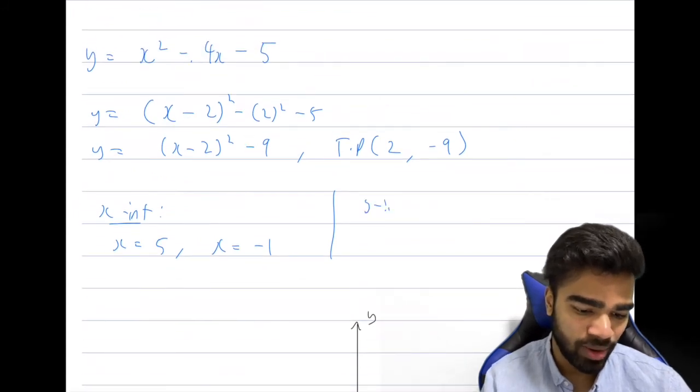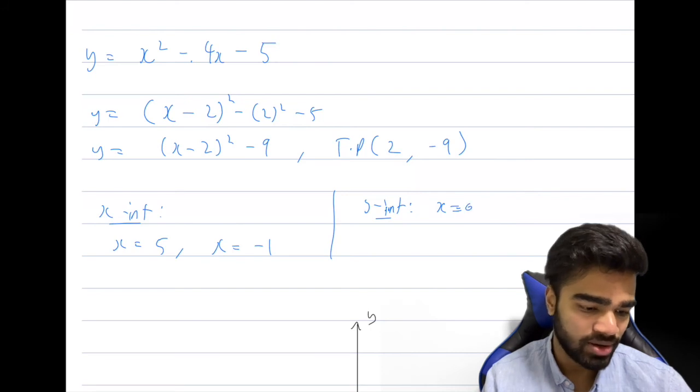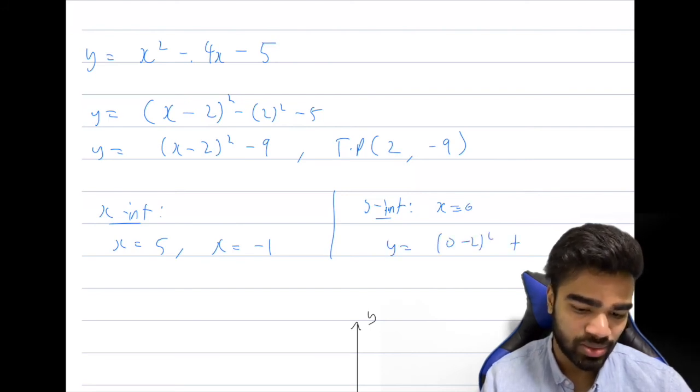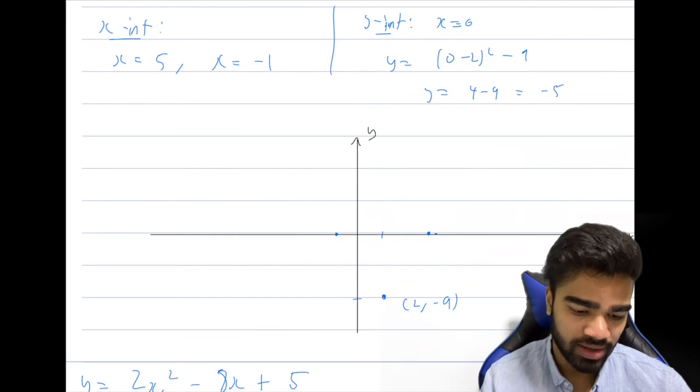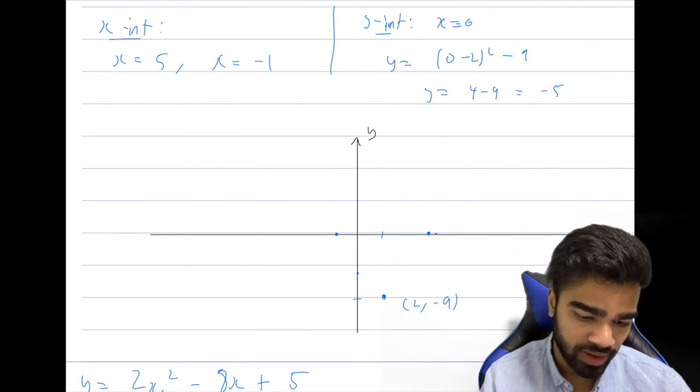Now we need to find the y-intercept. Again, same thing what we've always been doing. Make x 0. X equals 0. So y is equal to 0 minus 2 squared minus 9. So y is equal to 4 minus 9, which is -5. So -5 is roughly over here.